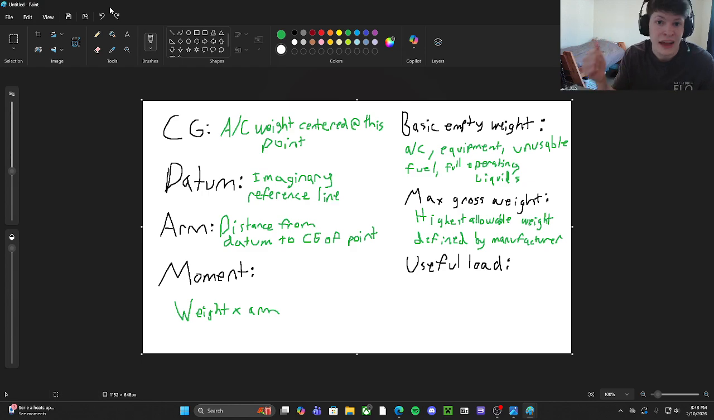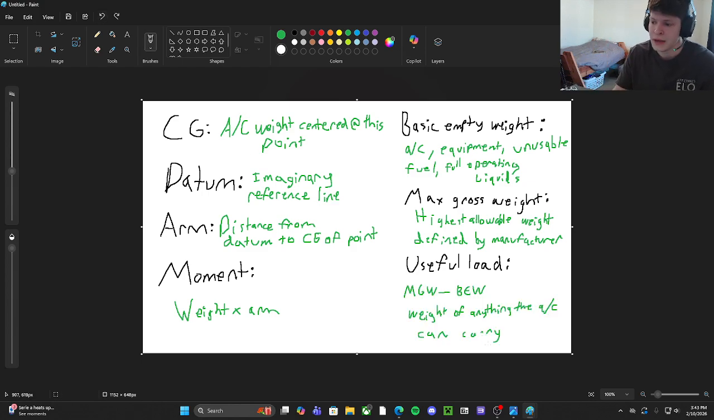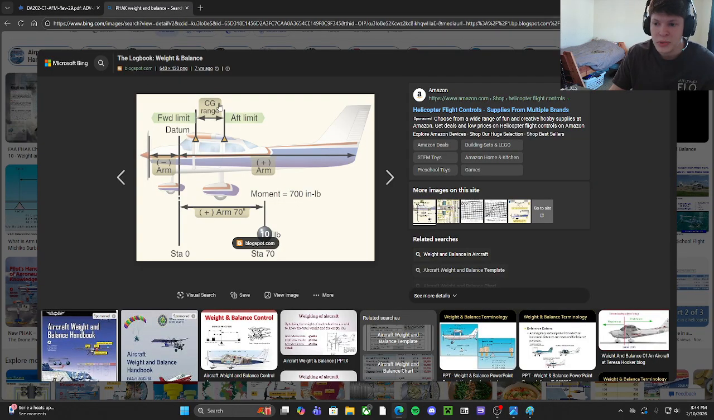So that would be passengers, fuel, baggage, things like that, anything the aircraft can carry. Those are the terms that we're going to be using throughout the video today. So just remember those, and if you need to pause and take notes on these, I would definitely encourage you to do that.